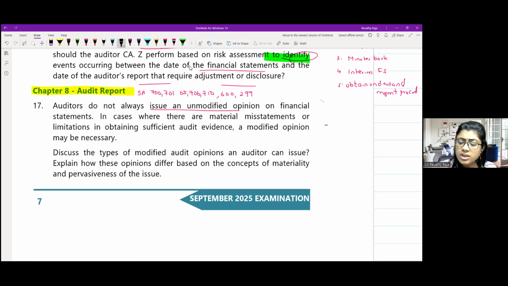Three. But my thing is, qualified, adverse, the last one I left off. Qualified, adverse, and disclaimer. My thing is, how will you present this and what are you going to write? Can you say that? You can give a heading, modified opinion. Which SA?